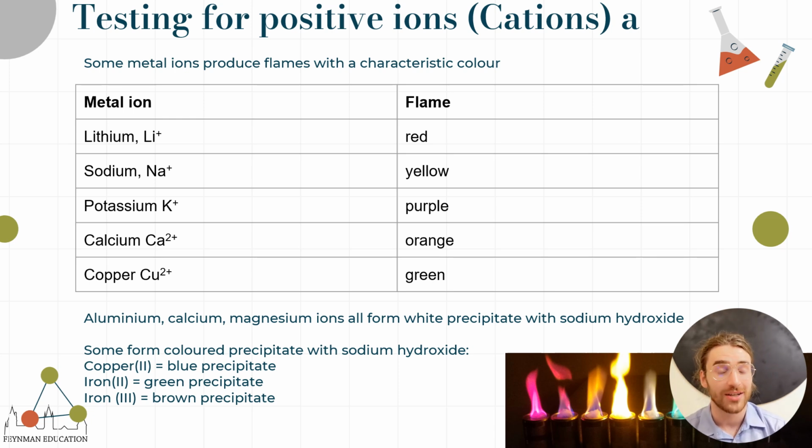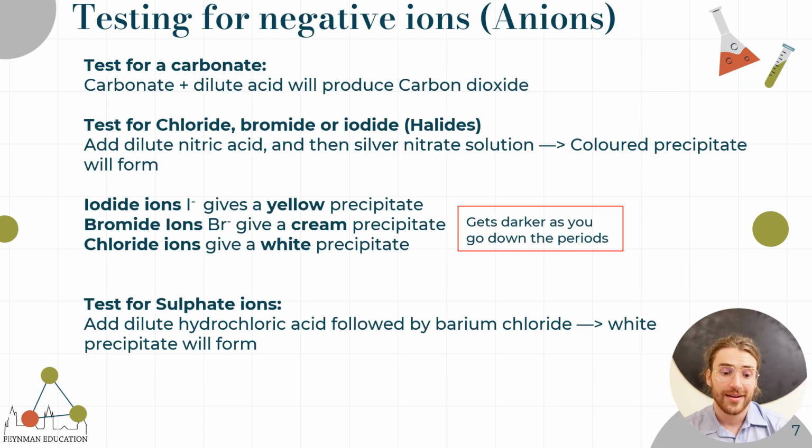And yeah, this is the only way to test for these positive ions. It's the most effective way. You're just going to burn little samples and see what color the flame is. If it is a mixed substance, you're going to get mixed results. So I guess this is only for pure substances.